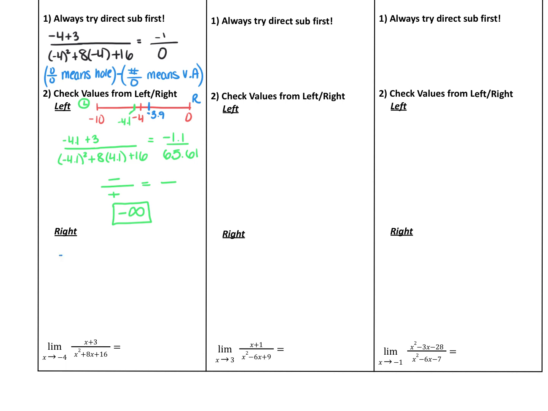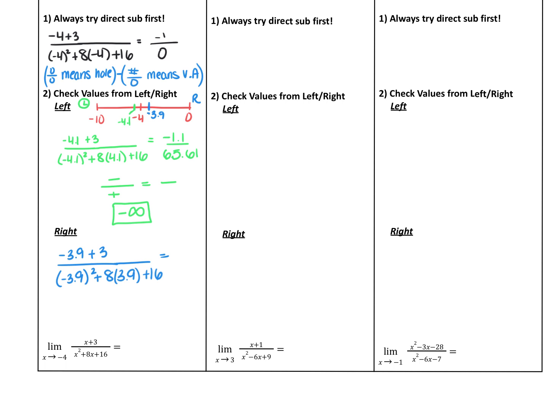-3.9 plus 3 over -3.9 squared plus 8 times 3.9 plus 16. Again, pause the video, type the top in, type the bottom in, get me two answers, and then hit resume when you're ready for the answer.